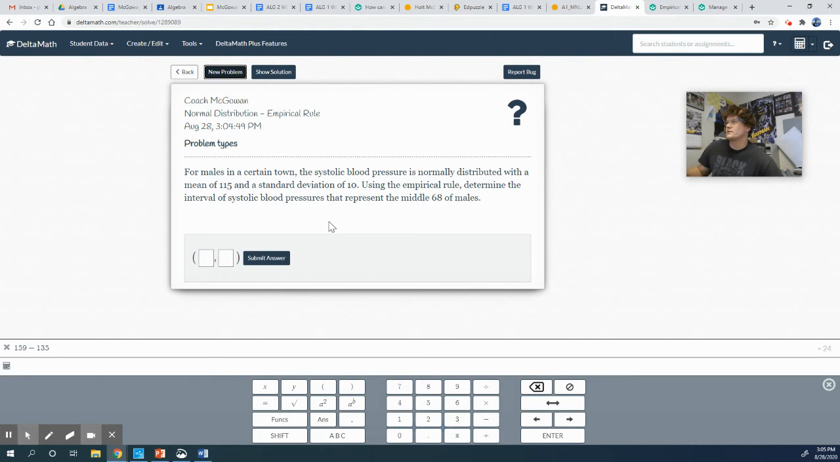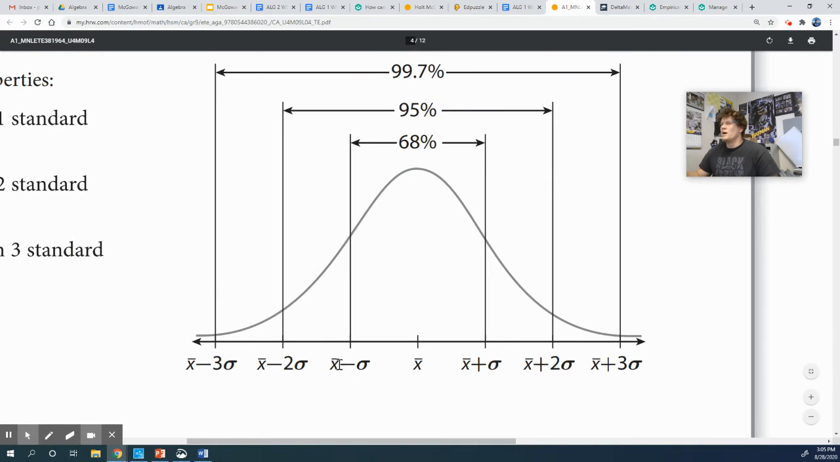So slightly different this time. It says, using the empirical rule, which is just our bell curve, determine the interval of systolic blood pressures that represent the middle 68%. So slightly different. This time we're not given the bounds. We have to find them because we're given the percentage.